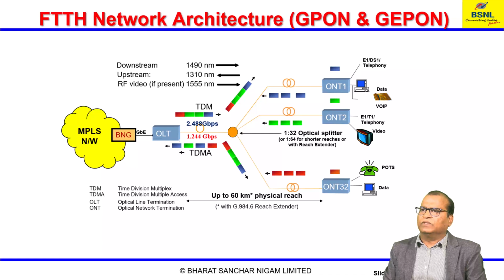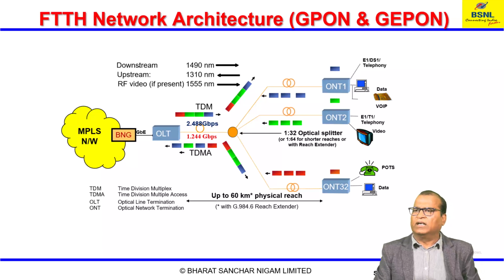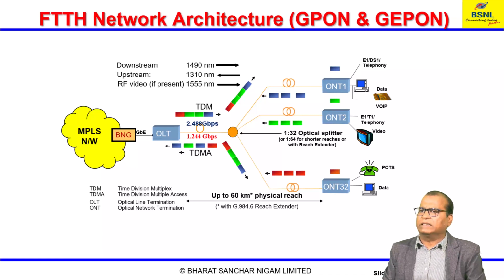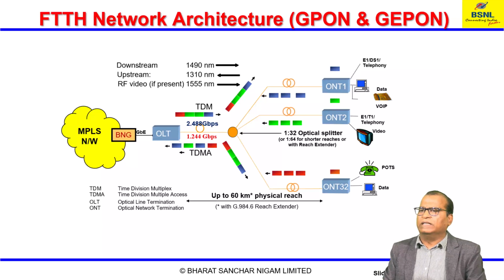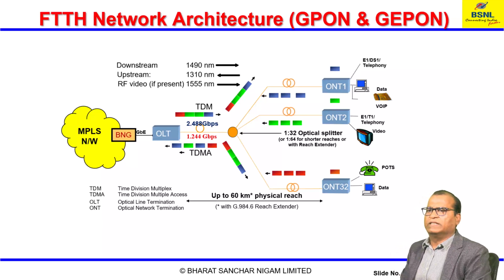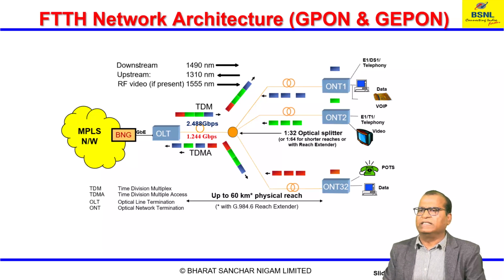There is single point connectivity, and that is called the uplink connectivity. So upstream and downstream run over different wavelengths, and the technology used here is TDM, time division multiplexing, in the downstream, and TDMA in the upstream. So it is sometimes also known as a TDM passive optical network. The power budget available between OLT and ONT is around 28 dB, which covers around a 20 kilometer distance. But by using an amplifier after 20 kilometer, it can be extended a further 40 kilometer. So the total physical reach is 60 kilometer with an amplifier, also known as a reach extender.